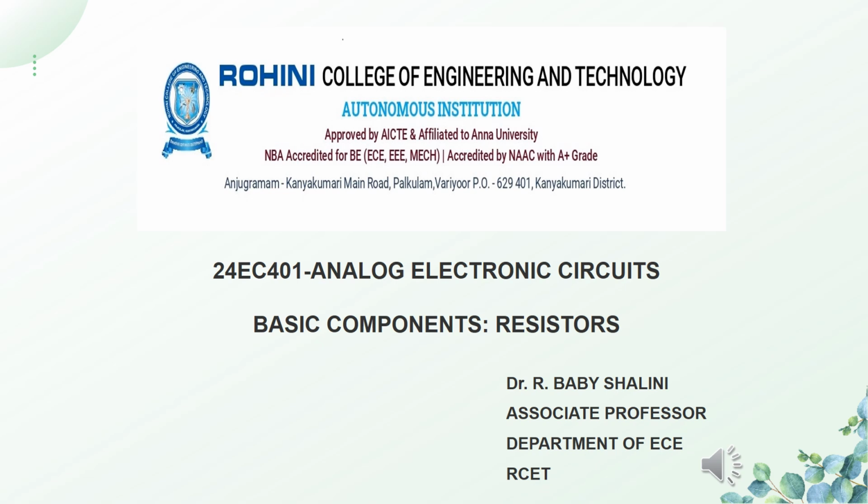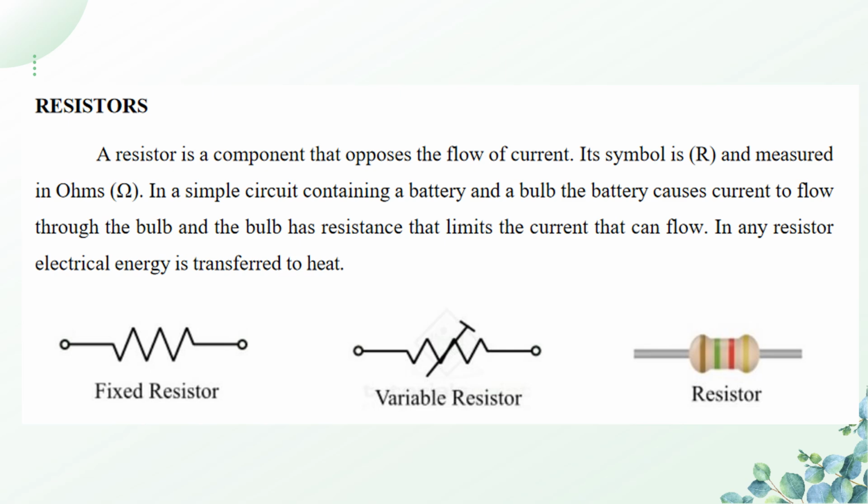In this video, we are going to see about resistors, which are the most important basic component of analog electronic circuits. A resistor is a component that opposes the flow of current. Its symbol is R and it is measured in ohms. In a simple circuit containing a battery and a bulb, the battery causes current to flow through the bulb and the bulb has internal resistance that limits the flow of current. In any resistor, electrical energy is transferred to heat.